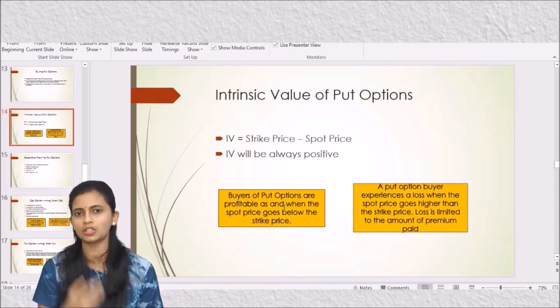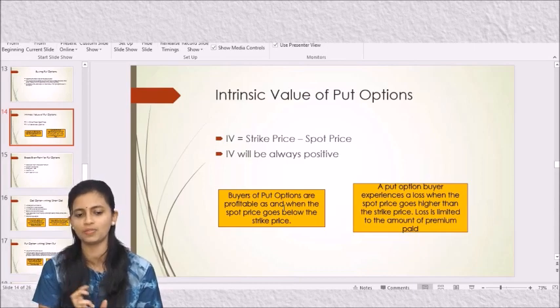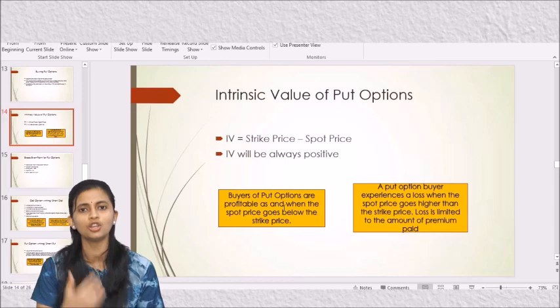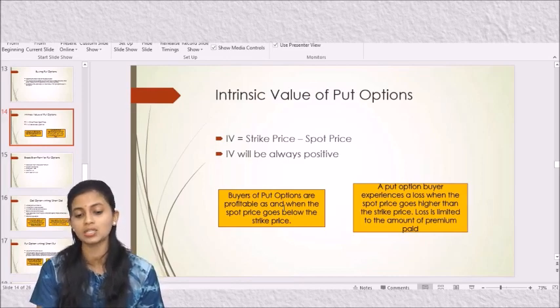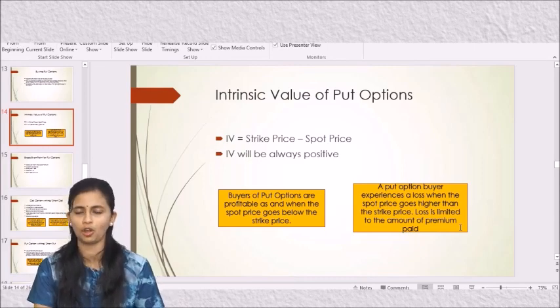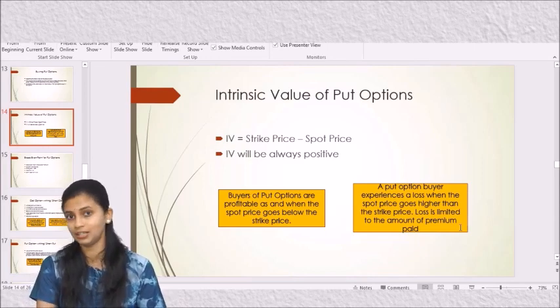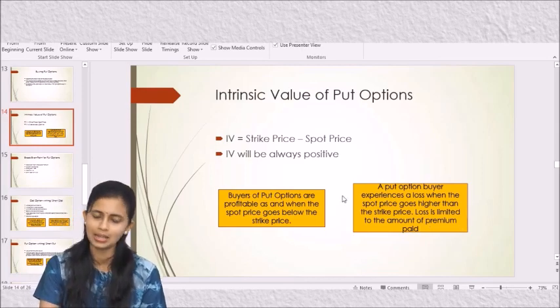So you will expect the stock to move below the strike price which you will predict or select. When the stock moves below the strike price which you selected, you will end up making profits. Similarly, a put option buyer experiences a loss when the spot price goes higher than the strike price. When the stock doesn't fall, obviously the purchaser of the put option will make losses. But the loss is limited to what extent? To the extent of the premium paid by him.